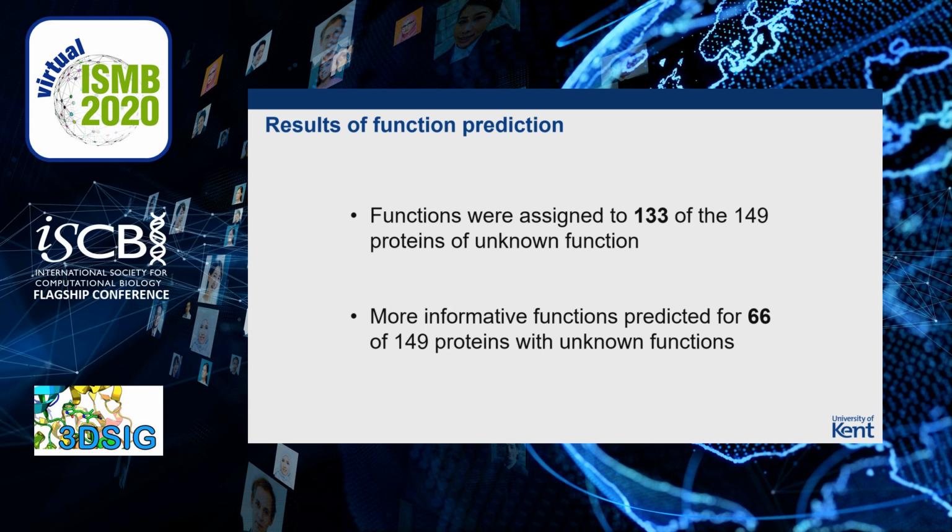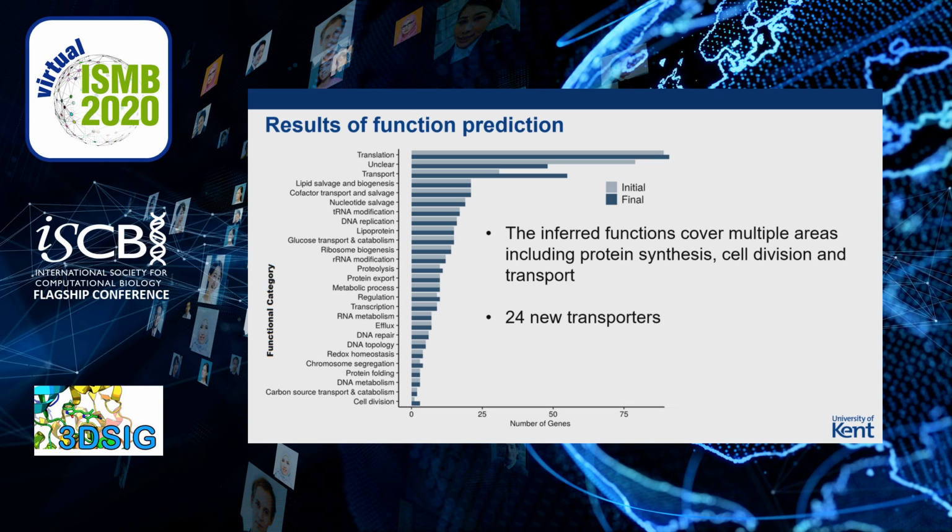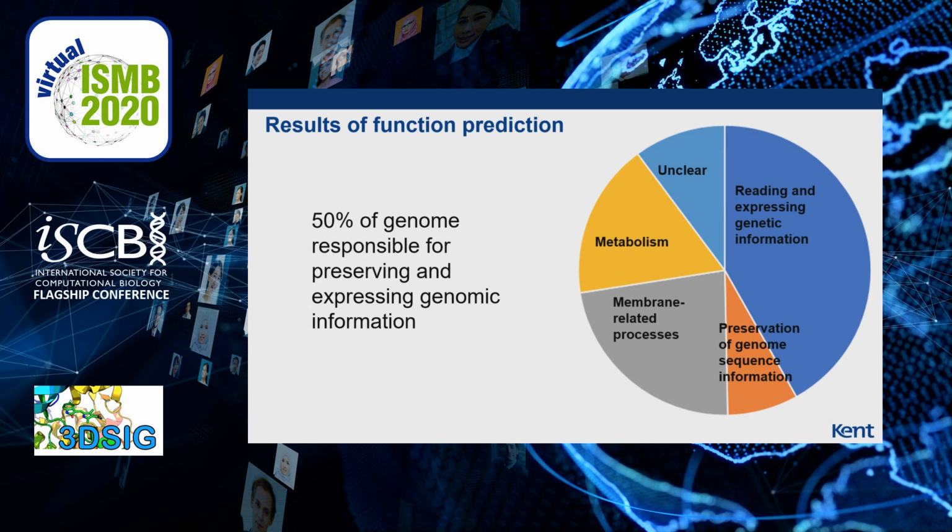We assigned functions to 133 of the 139 proteins with unknown functions, and for 66 of them we were able to find more informative functions. The predicted functions cover multiple areas such as protein synthesis, cell division, and transport. In fact, we predicted 24 new transporters. When we look at more general functional categories, we see that 50% of the genome is responsible for preserving and expressing genomic information.